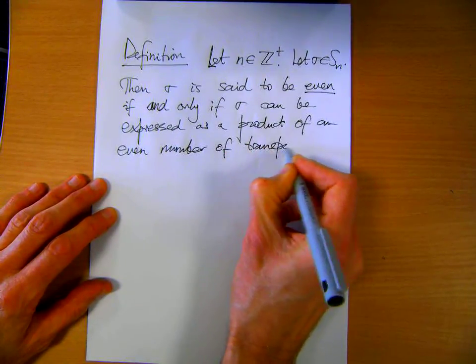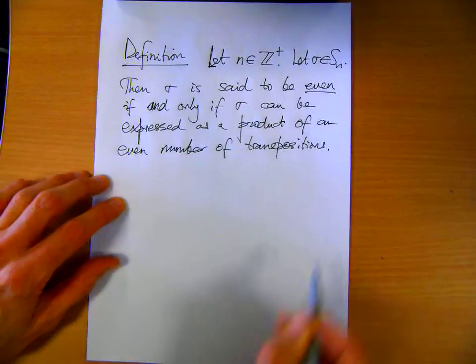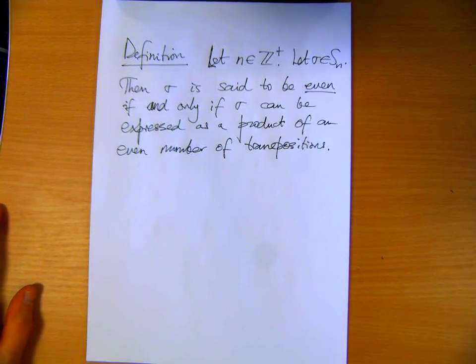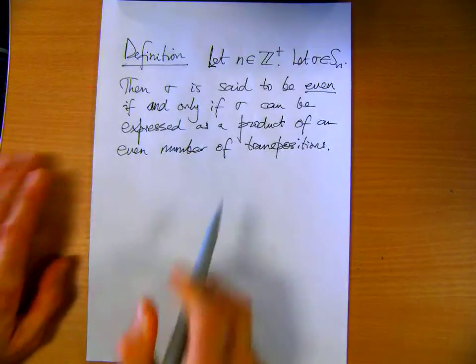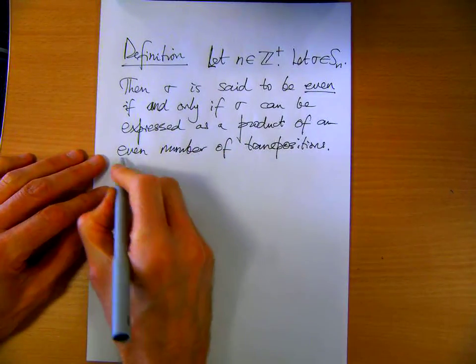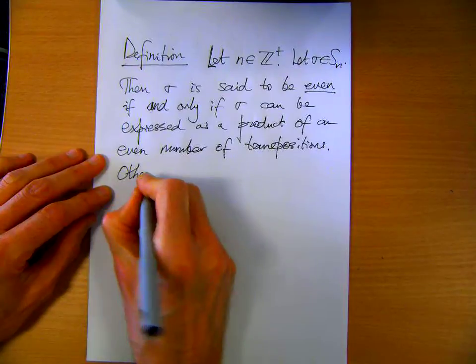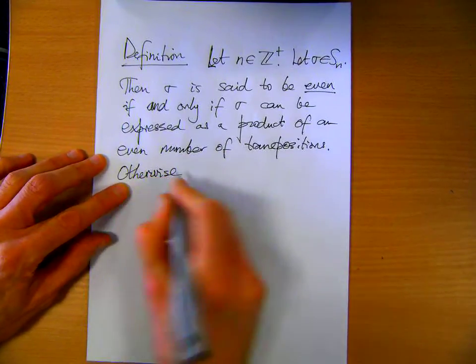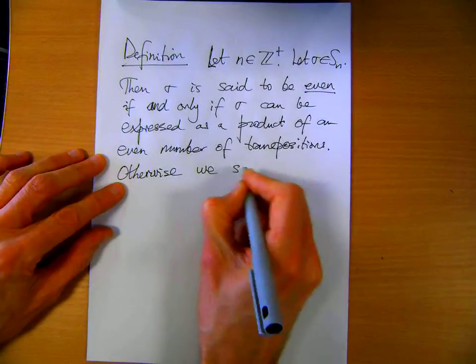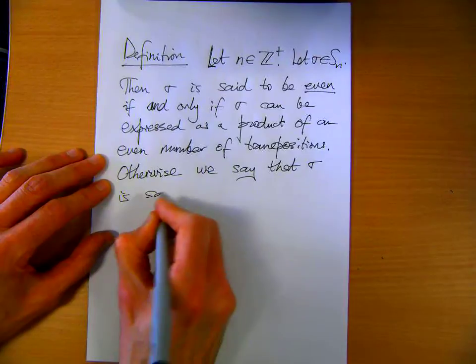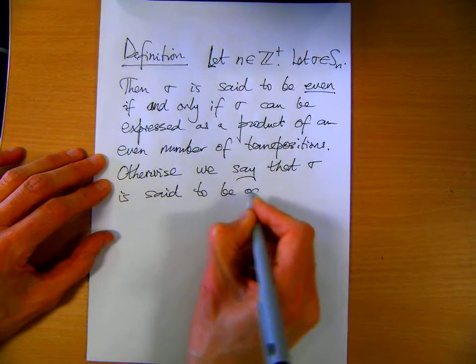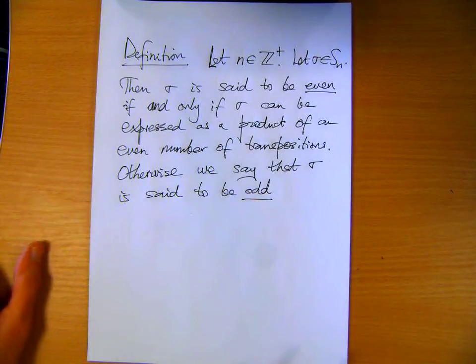And this definition makes sense because we know that sigma can be written as a product of an even number of transpositions or as an odd number of transpositions, but not both. If it can be written as a product of an even number of transpositions, we call it even, and otherwise we call it odd. And it's really the otherwise bit that makes sense. We can't have a sigma being both odd and even. So odd means it can be written as a product of an odd number of transpositions.